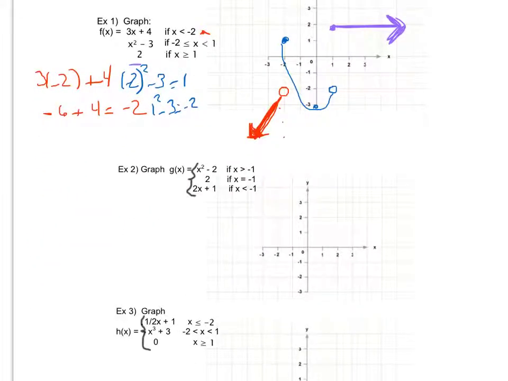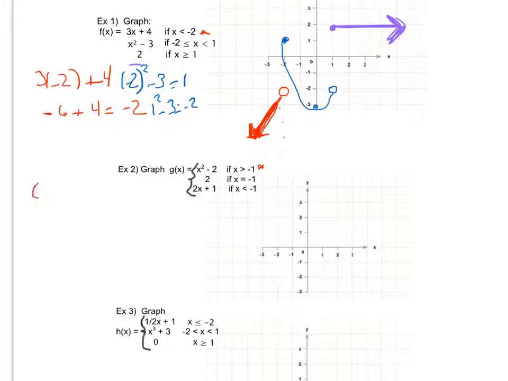Looking at example 2, I'm going to do the same thing. It doesn't matter where I start. I can pick any piece I want to start with. I usually just start at the top and work my way down. So my first one says when x is greater than -1, I have x squared minus 2.